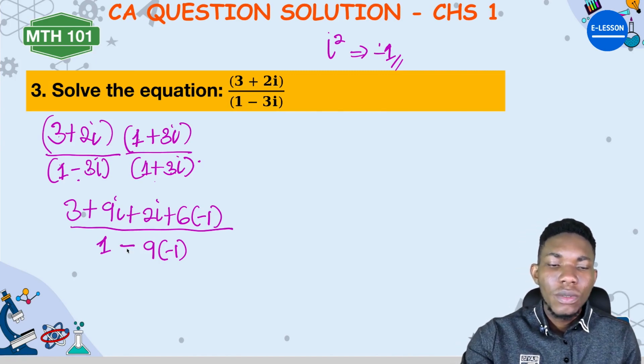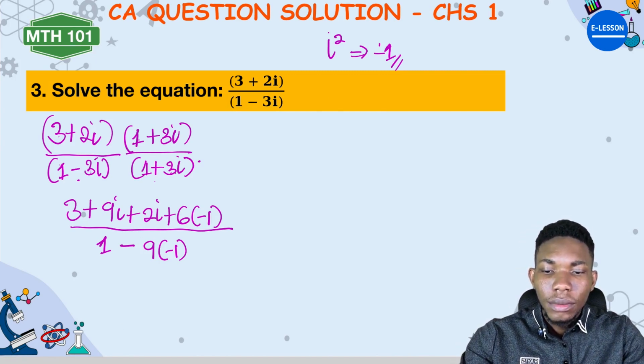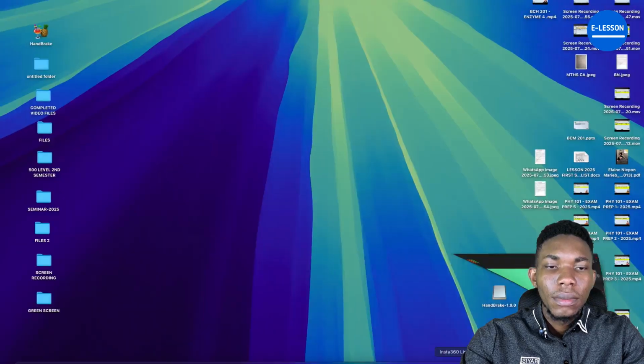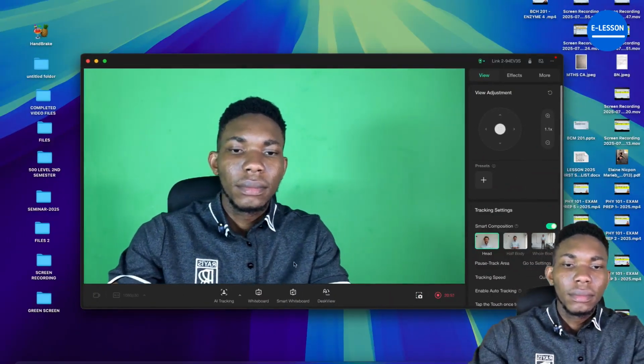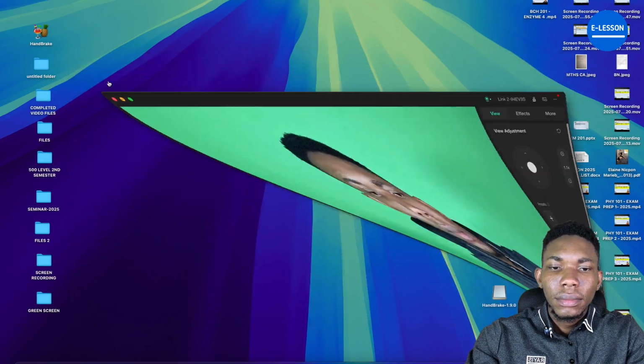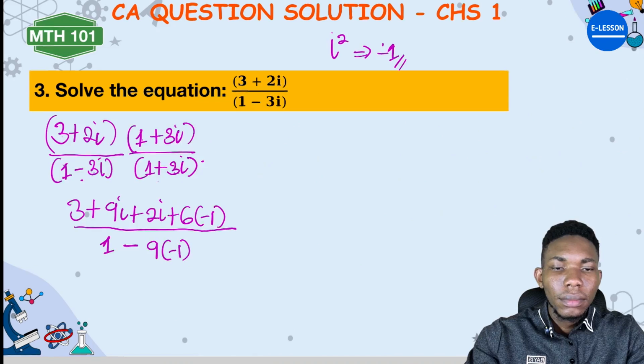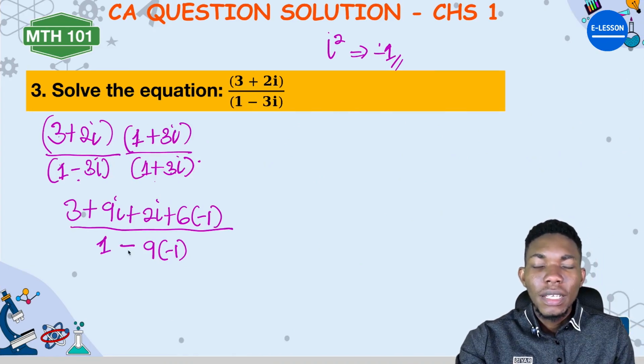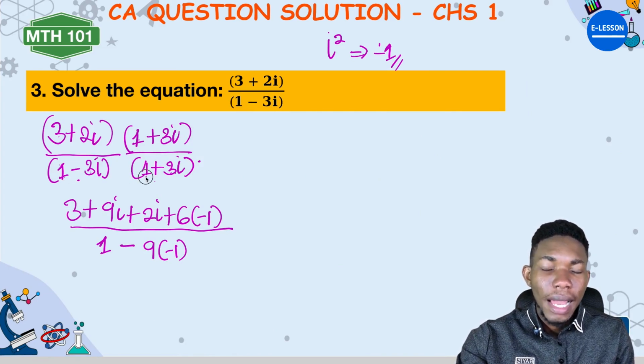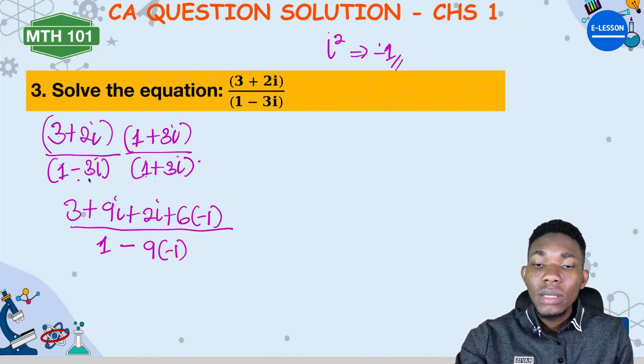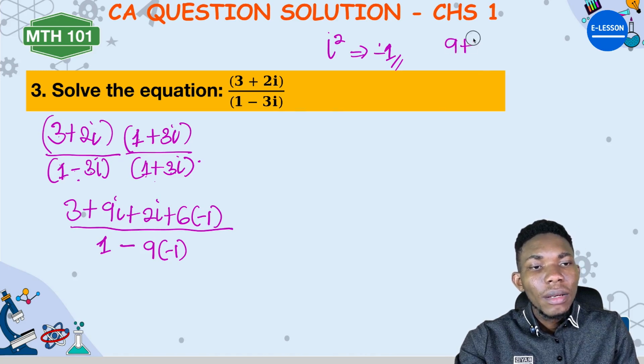So at the end of the day, my dear student, what are you going to have? When you have something like this, a difference of two squares, this i will multiply this i. This positive will multiply negative to give us negative. 3 times 3 will give us what? 9. i times i will give us minus 1. Is that okay? Now, this is only possible when you have something like A plus B bracket A minus B.